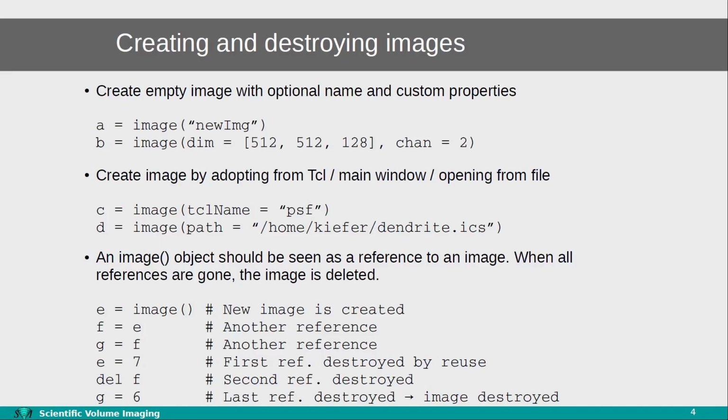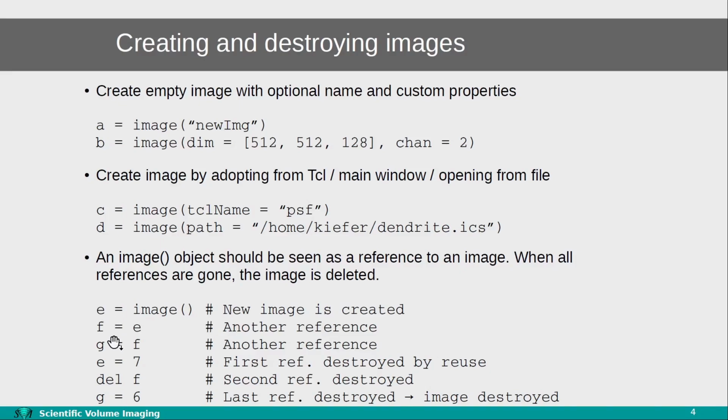And the way that Python garbage collection works is that you generally don't have to explicitly destroy images. You can simply destroy the references to the image, and then once the last reference is destroyed, the image will be deleted. So what does that mean? Well, I can explain based on this example over here. So first we see e equals image. So this is the simplest way of creating a new image. Alright, this will be a new image object and it will be assigned to the variable e.